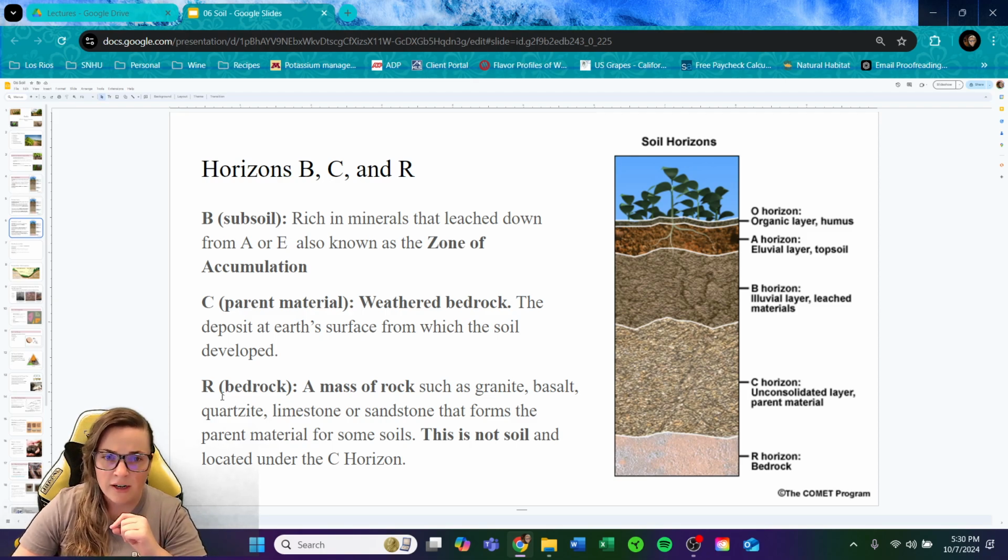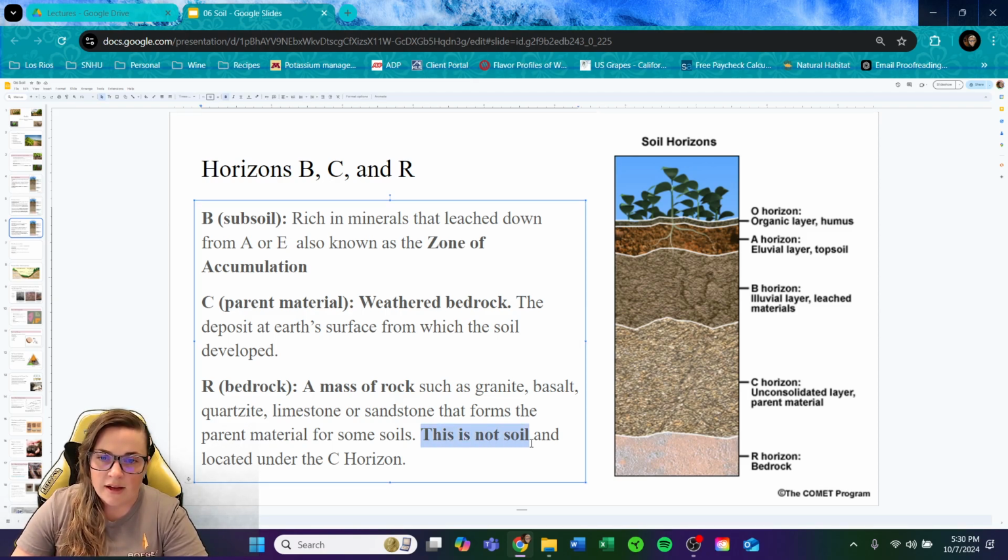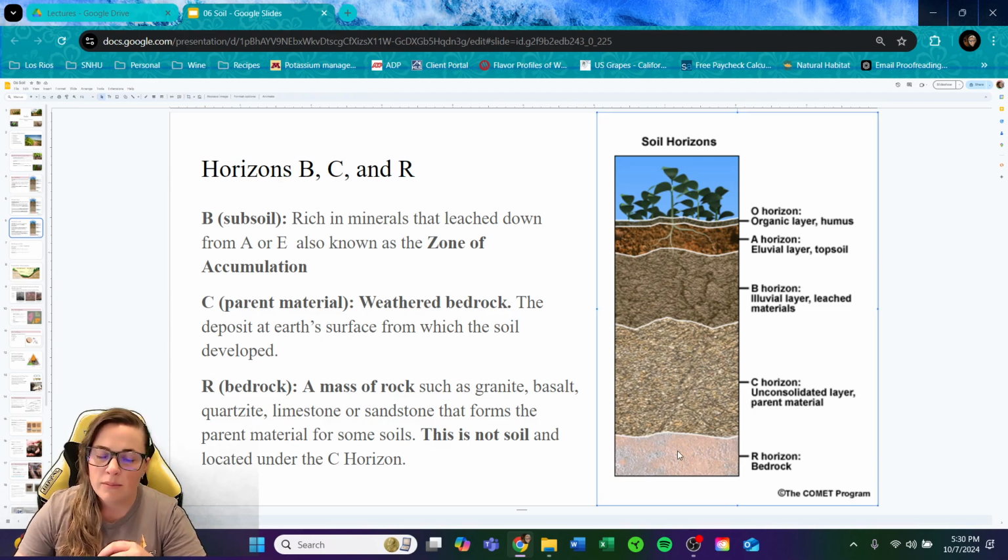And then R is the bedrock, and this is a mass of rock. It's not soil. It's very important to remember this is not soil. This is solid rock, such as granite, basalt, quartzite, limestone, or sandstone. And this forms the parent material for some soils. And this is located under the C horizon. So once you hit bedrock, there's not really much you can do as a builder or as a viticulturist. So the bedrock is the bedrock, and that's just the bottom of your horizon.